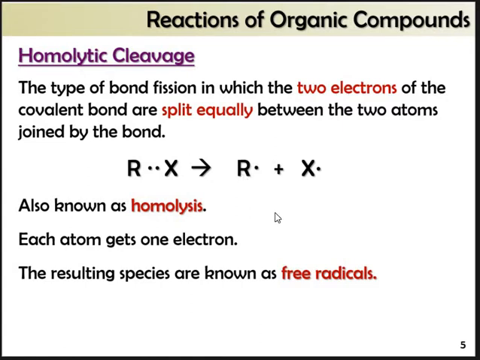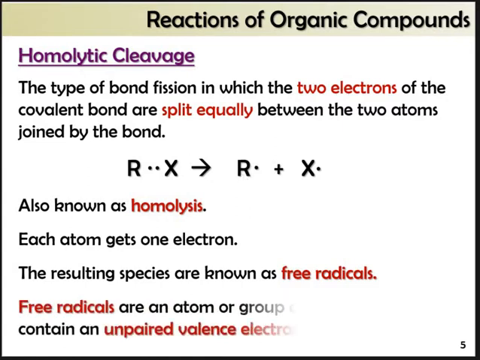So what are free radicals? Free radicals are an atom or group of atoms which contain an unpaired valence electron. What does unpaired mean? Unpaired means that there is one electron only.